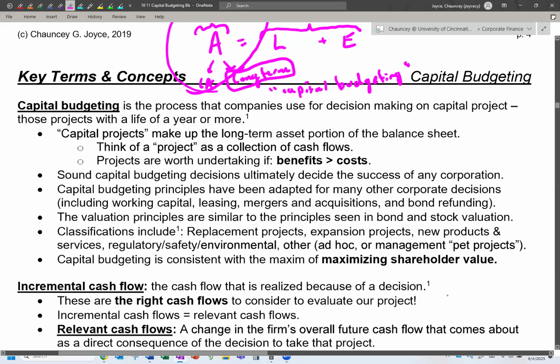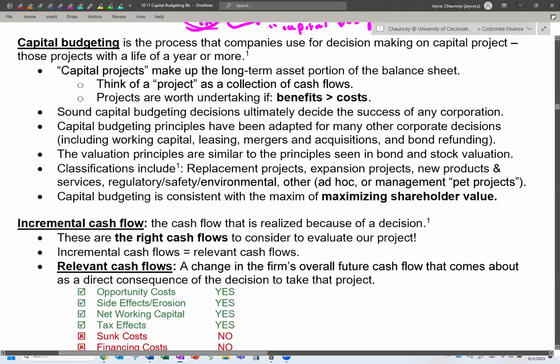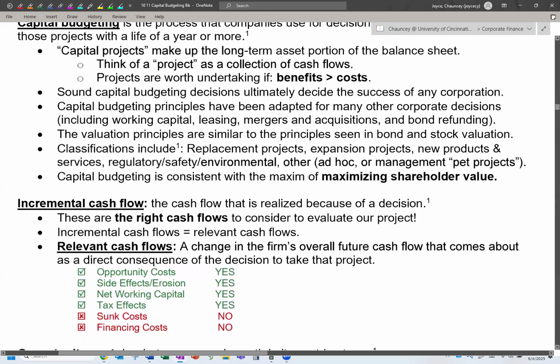Capital budgeting is consistent with this idea of maximizing shareholder value. Again, if we go to our best decision criteria, which is net present value, that's a direct measure of the value created when we accept a project. So we're looking for positive net present value projects.